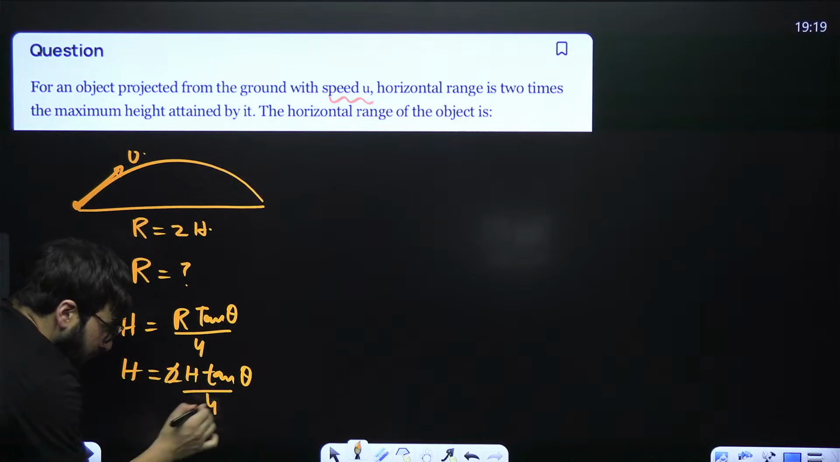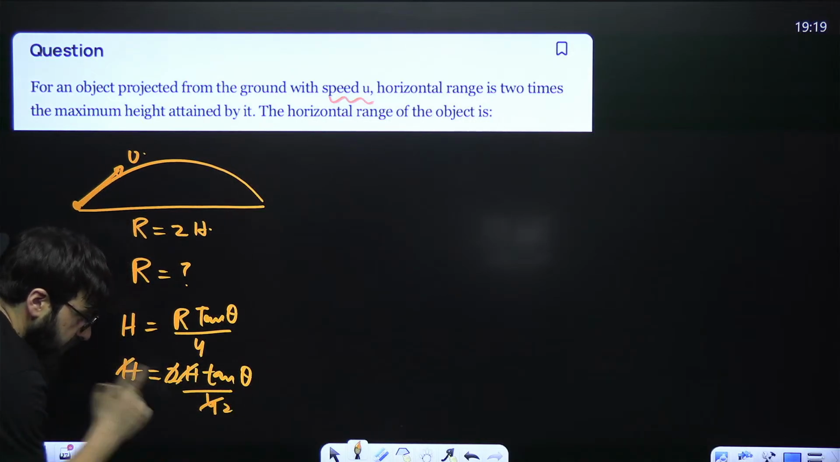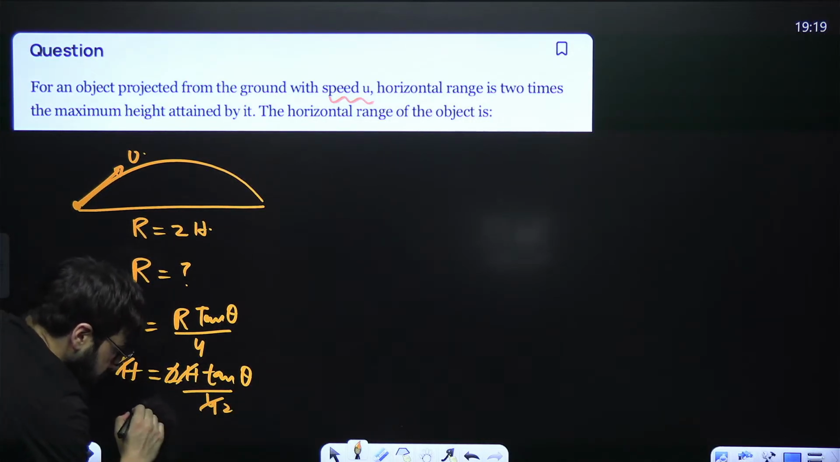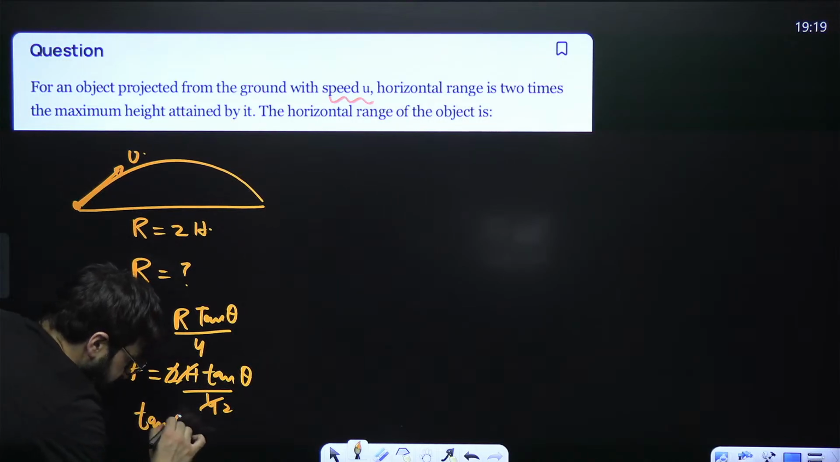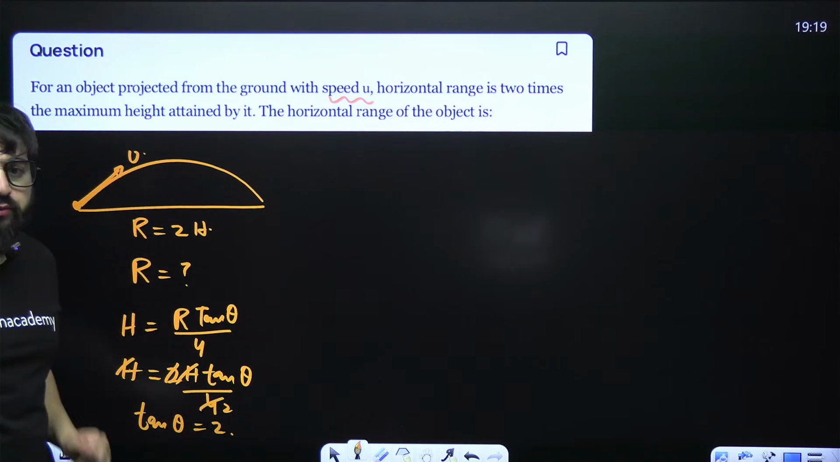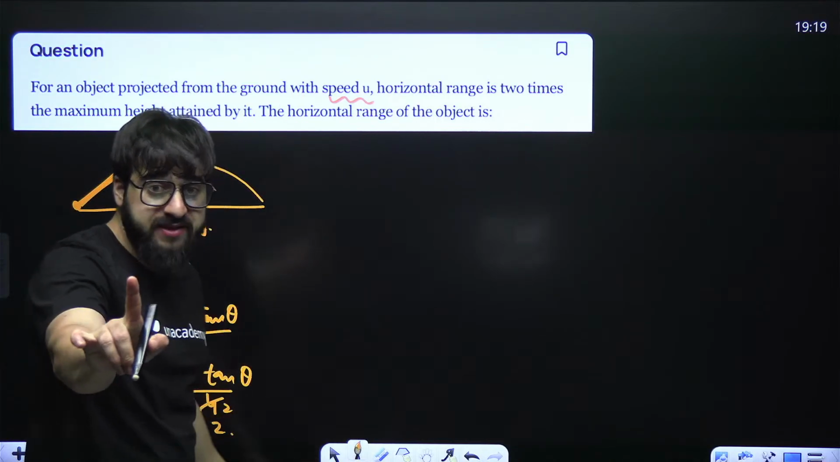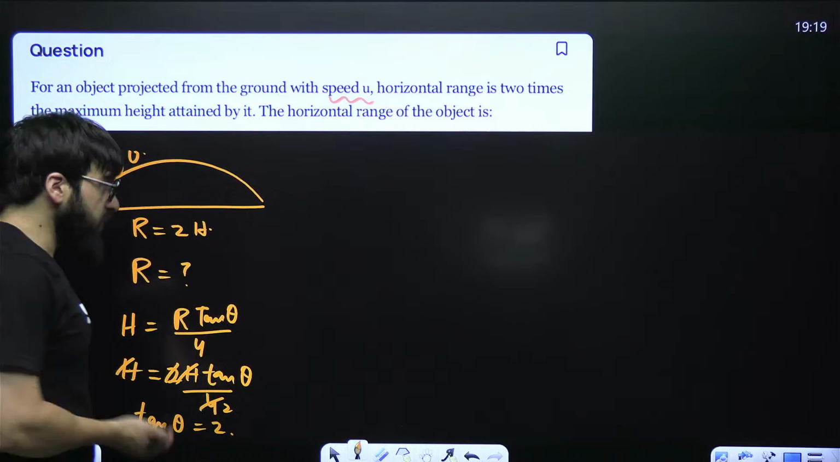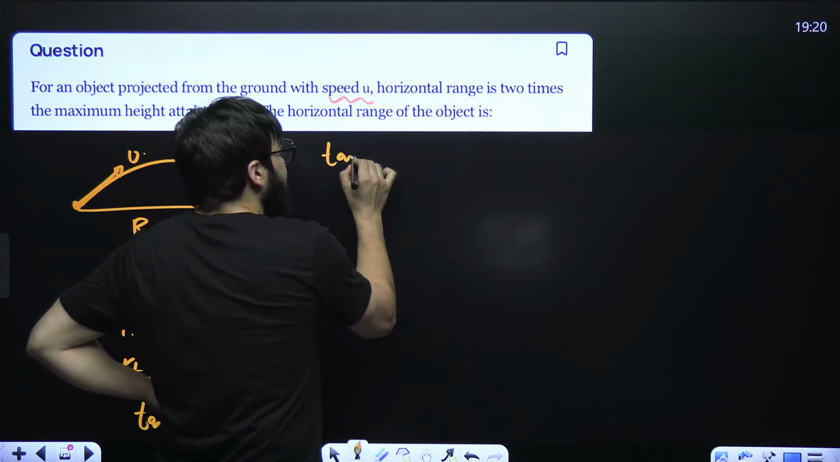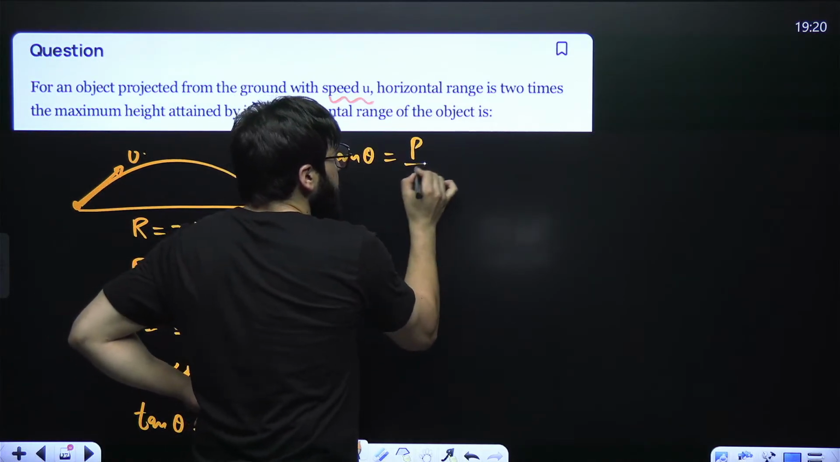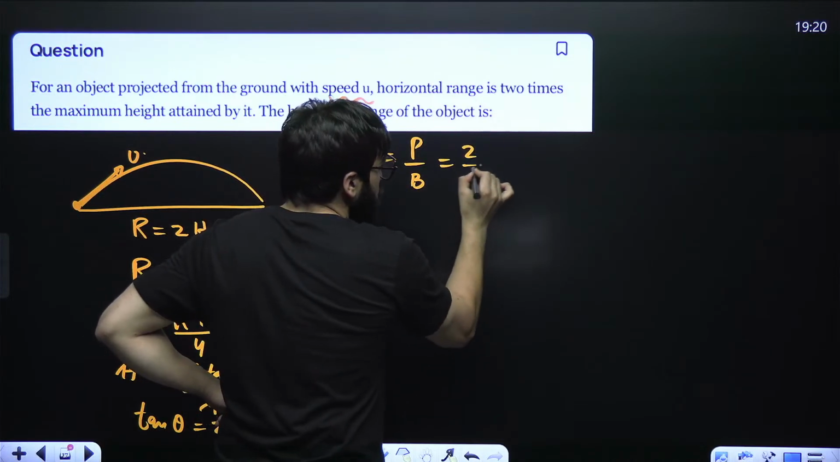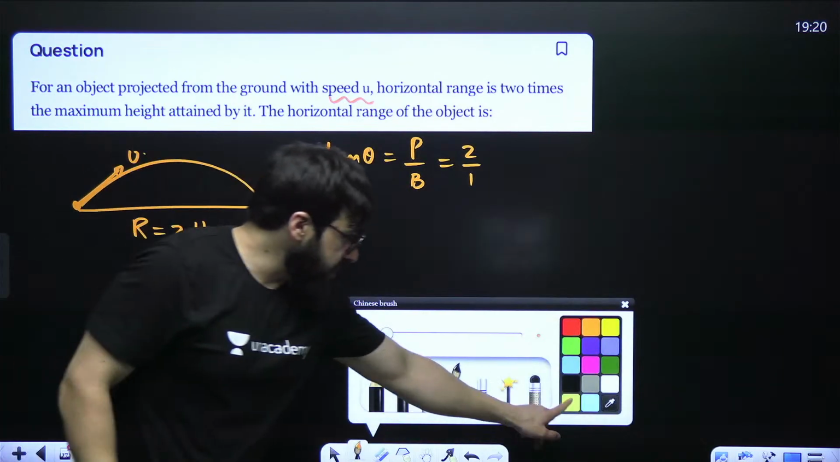Now this is 2 1s, 2 2s. This and this will cancel. So tan of theta in this particular case came out to be 2. Guys, see. If tan theta is 2, tan theta means perpendicular by base, so it is 2 divided by 1.